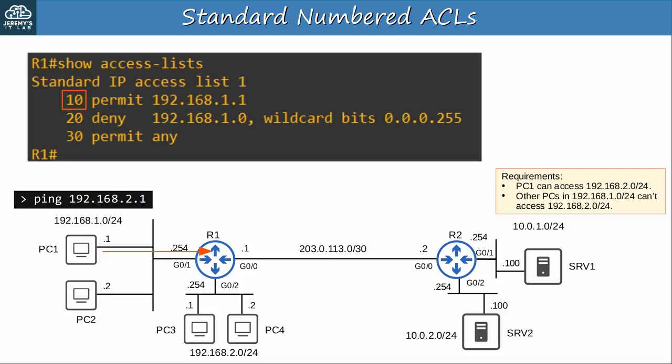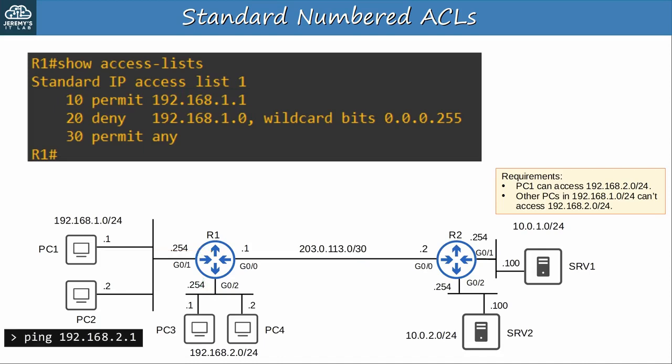It starts at the top with entry 10. Permit source IP 192.168.1.1. The ping source is PC1, 192.168.1.1, so that's a match. It will take the action, which is to permit the packet, so it forwards it to PC3. PC3 will be able to reply, because there is no ACL blocking the return path from PC3 to PC1. What if PC2 tries to ping PC3?